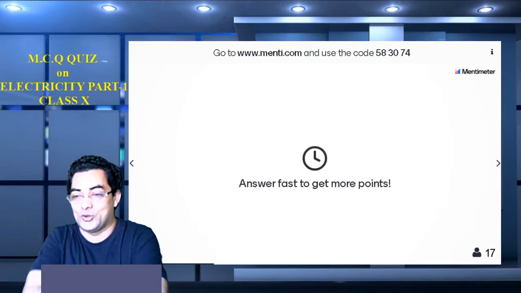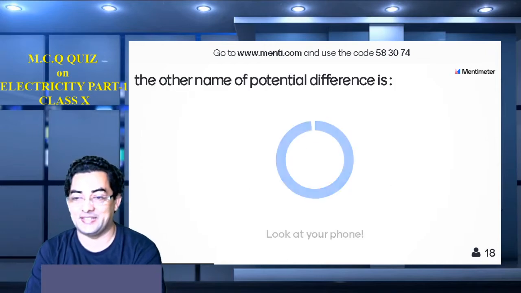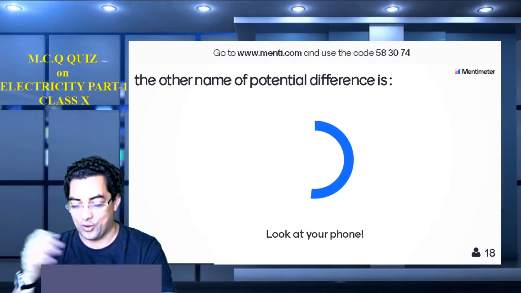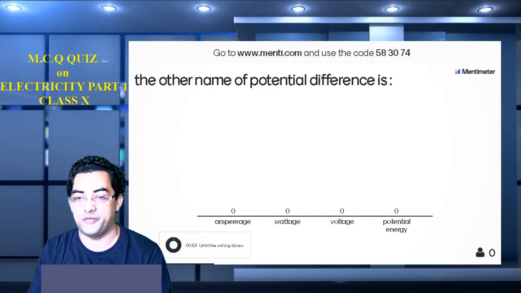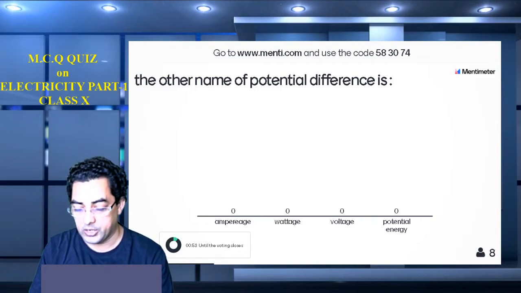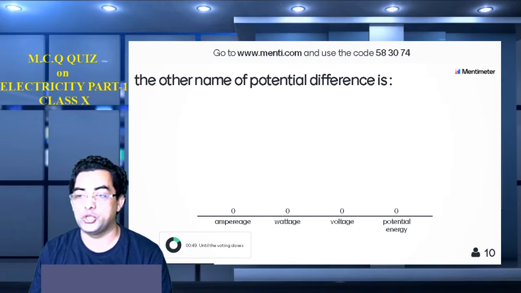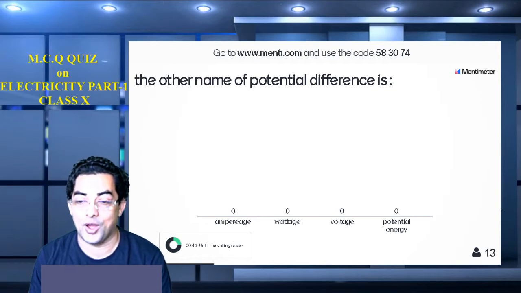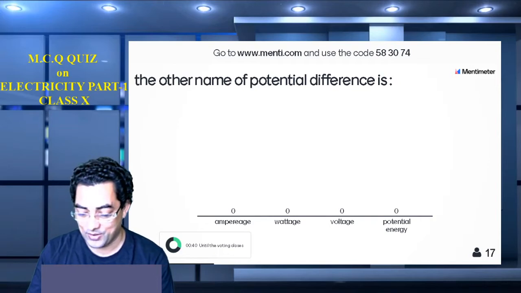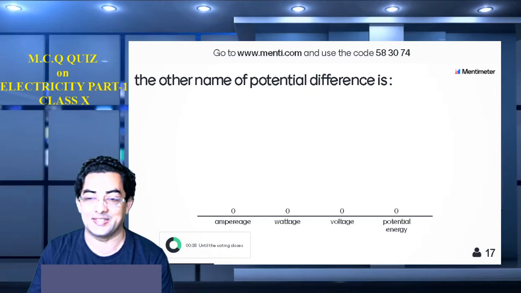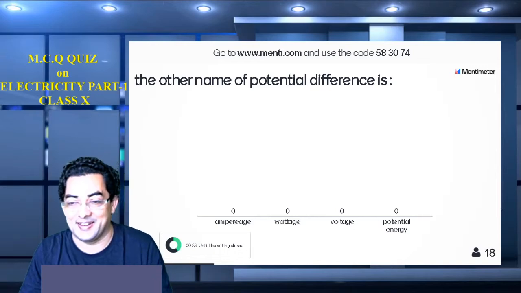Okay. So guys, the next question on class 10th electricity part 1 is there on your screen. आपके screen पर है. The other name of potential difference. Potential difference का दूसरा नाम क्या है? Is it amperage? Is it wattage? Is it voltage? Or is it potential energy? Think again. The other name of potential difference. Oh God, I've got already 12, 13 of you giving the answer. Already giving the answer. That's great. That is really great.